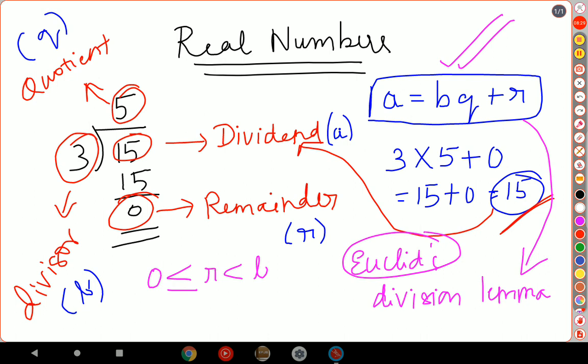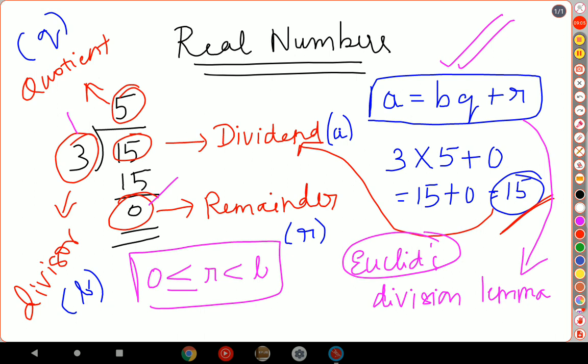For example, if I keep 16 here instead of 15, it will have 1 as remainder. So remainder can be 0, which is greater than or equal to 0. But the divisor is always greater than the remainder. See, the divisor is greater than the remainder here. So you have to remember this important condition. Write it down. It's very important.